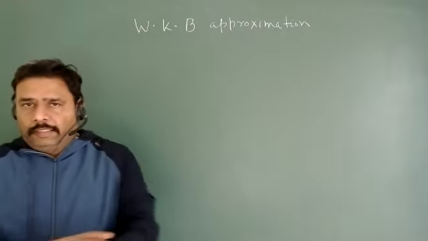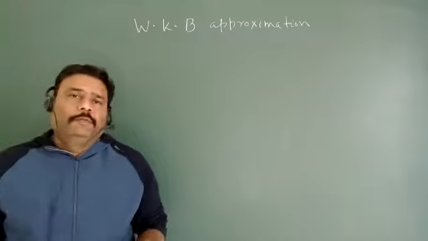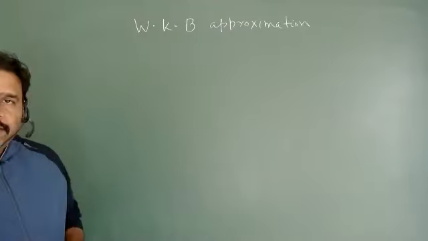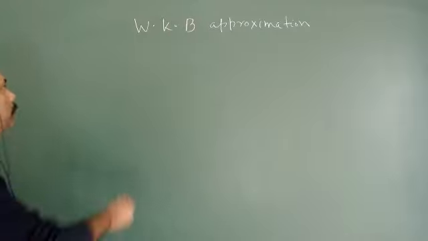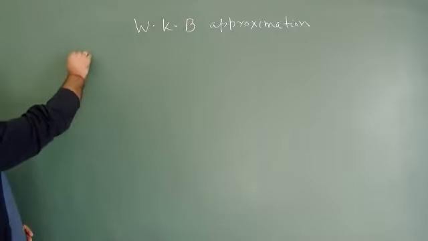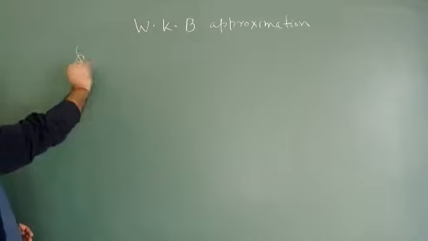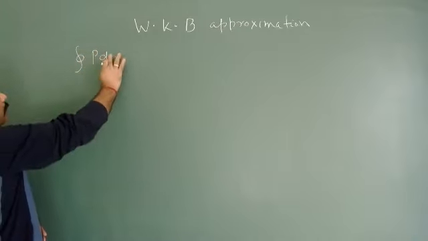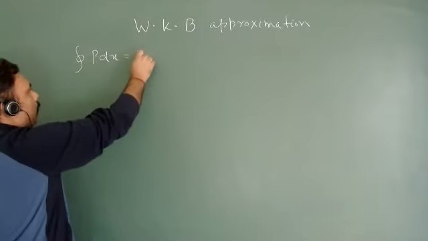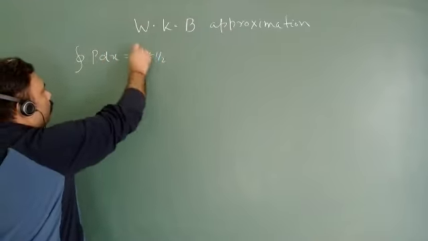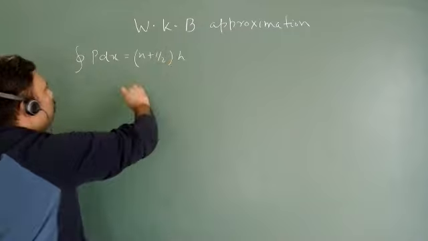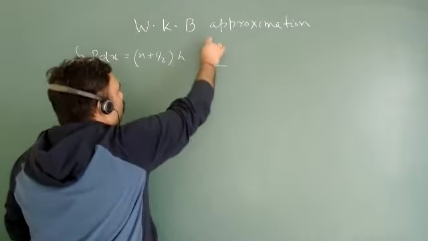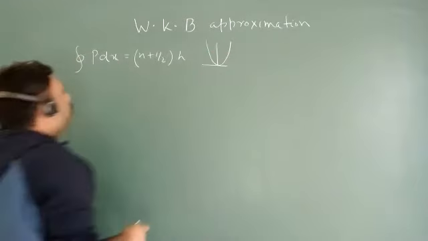So let's go for some basic problems based on the WKB approximation. What are the main formulas? These are the quantization formulas. The first is the integral of p dx equal to (n plus 1/2) h, and this is for when your potential is smoothly varying.